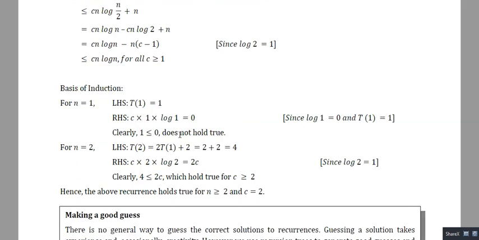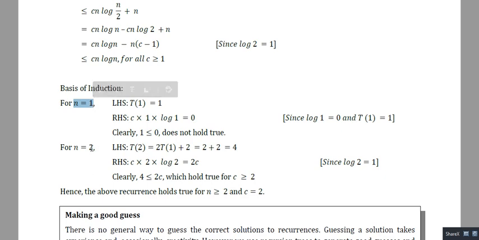Yes, right, okay, fine, it's fine actually, sorry. So the RHS part is 0 because LHS is Tn and RHS is Cn log n. So LHS is T1 equal to 1 and RHS is Cn log n, right? So 1 less than equal to 0. So this does not hold true actually, because 1 is not less than equal to 0. So we cannot start from n equal to 1.